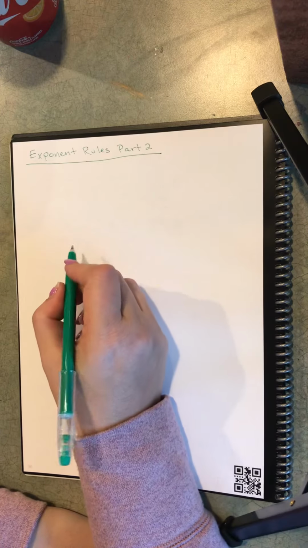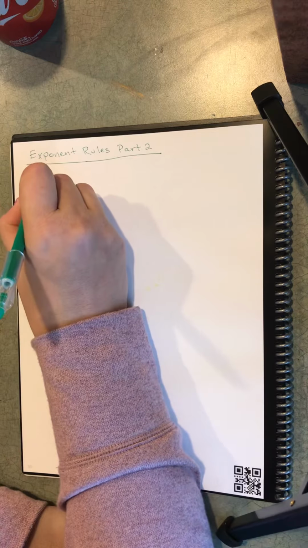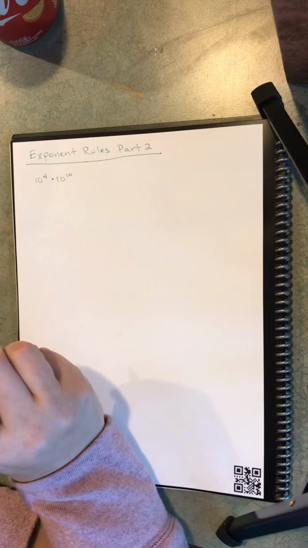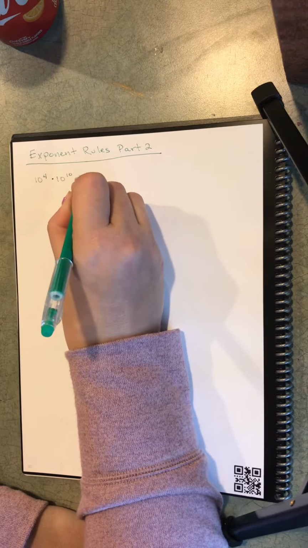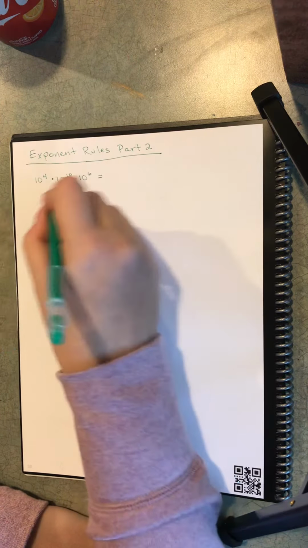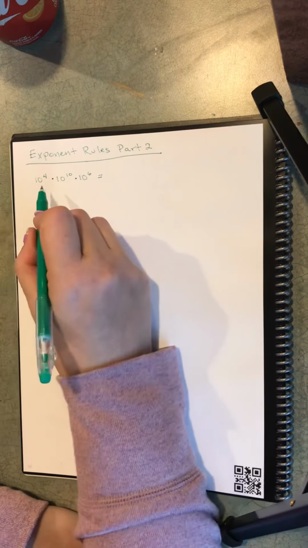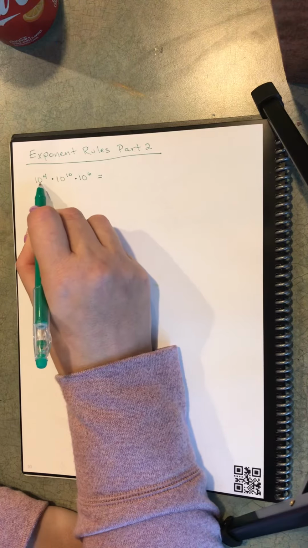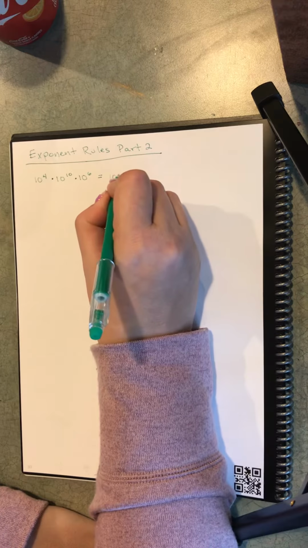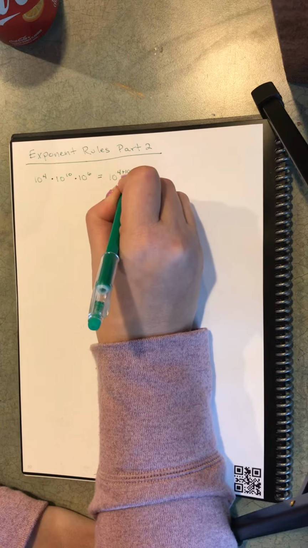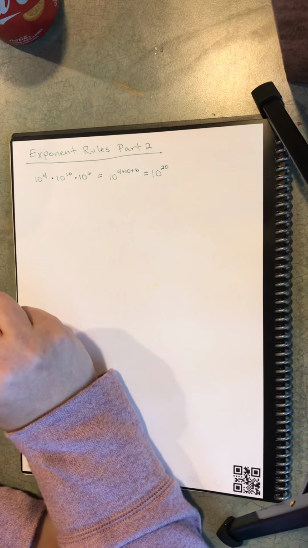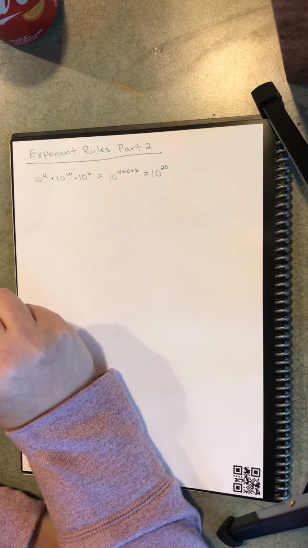All right, so let's say I have 10 to the 4th times 10 to the 10th times 10 to the 6th. Okay, well, I could write out all of these tens, or I could picture in my mind, okay, if I write this out, I'm going to have 4 tens, 10 more tens, 6 more tens, so that's 10 to the 4 plus 10 plus 6, which is 10 to the 20th power. Okay, piece of cake.